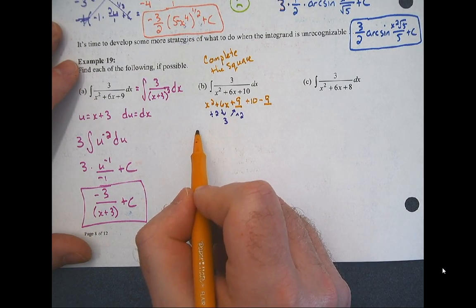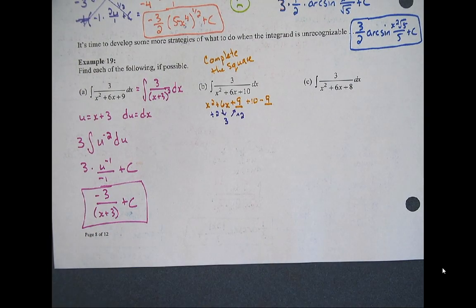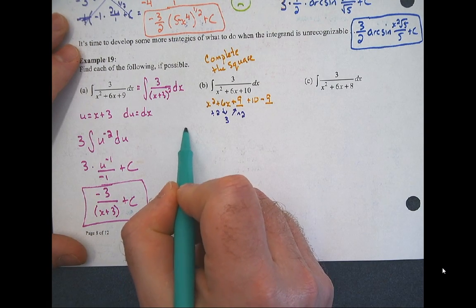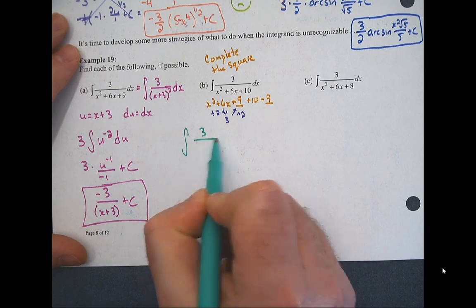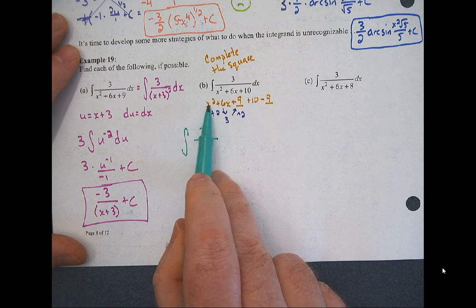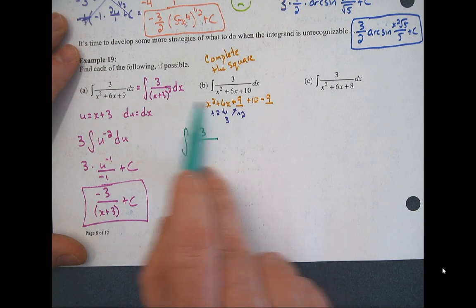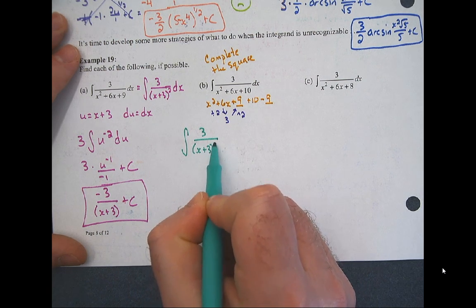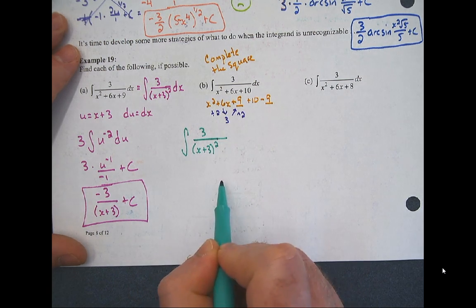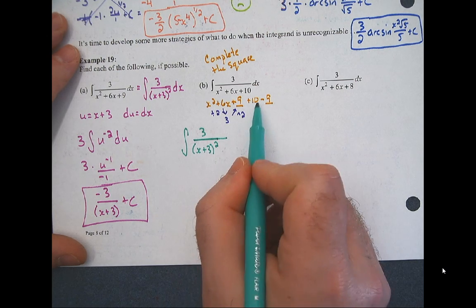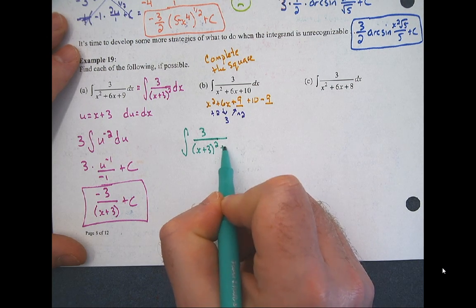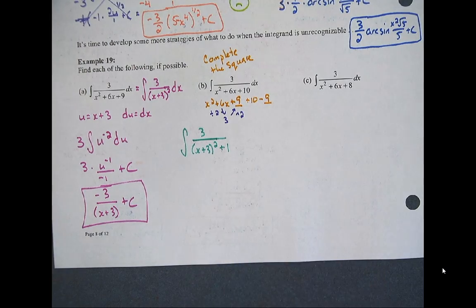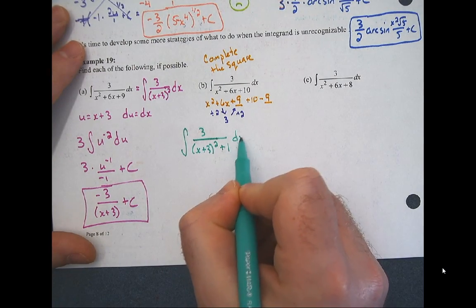So now when I rewrite this, I'm going to go with a different color so that you can tell the difference. I've got the integral of 3 over, so this is now x squared plus 6x plus 9, which we already know factors into x plus 3 quantity squared. And then 10 take away 9 is plus 1. dx.